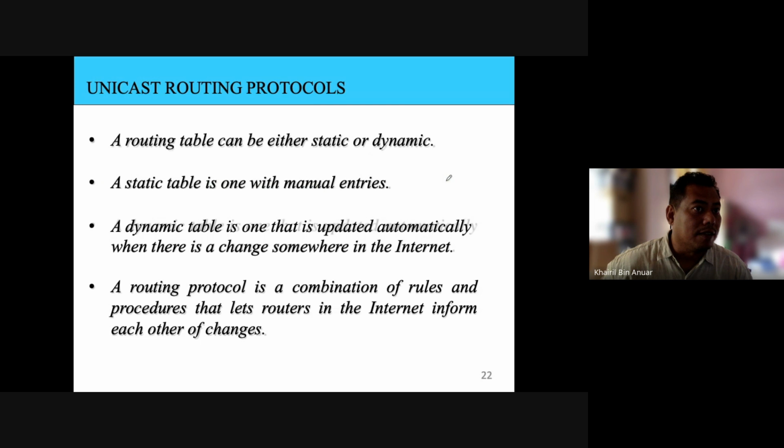Okay. And then the routing table, as mentioned, can be either static or dynamic. A static table is one with manual entry. A dynamic table is one that is updated automatically when there's a change somewhere in the internet. And a routing protocol is a combination of rules and procedures that let routers in the internet inform each other of changes.